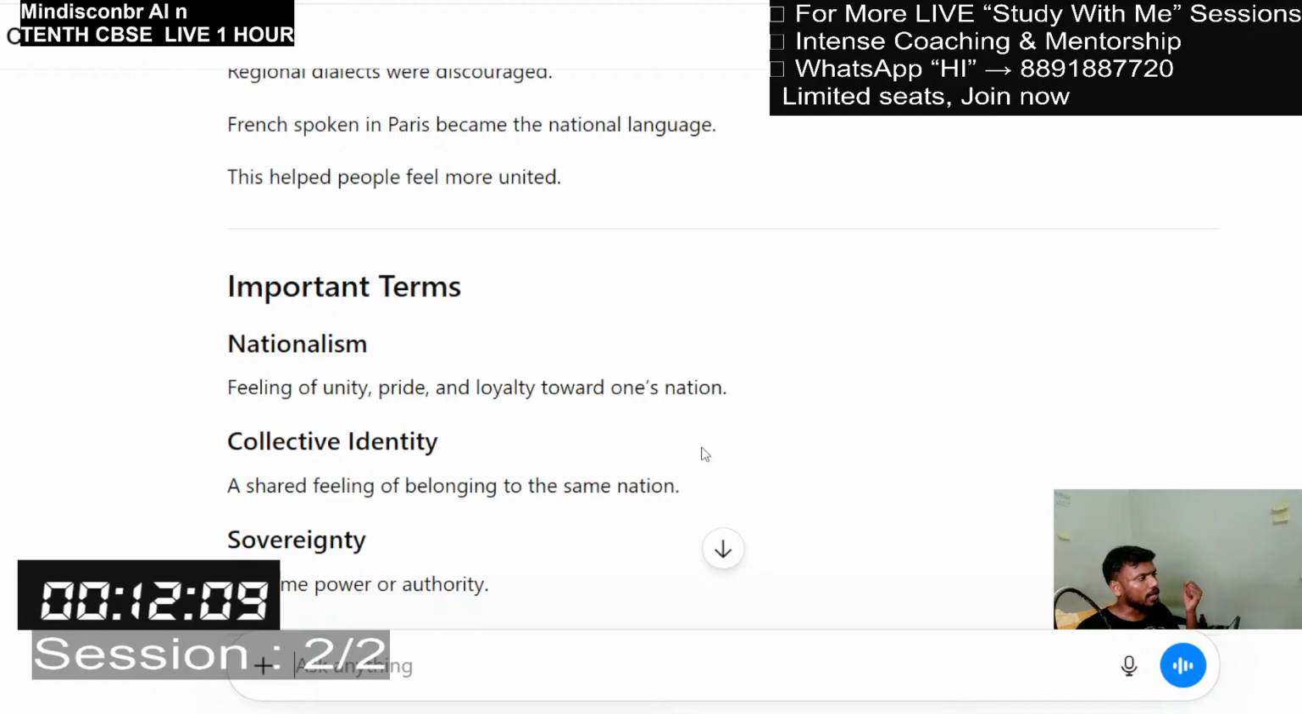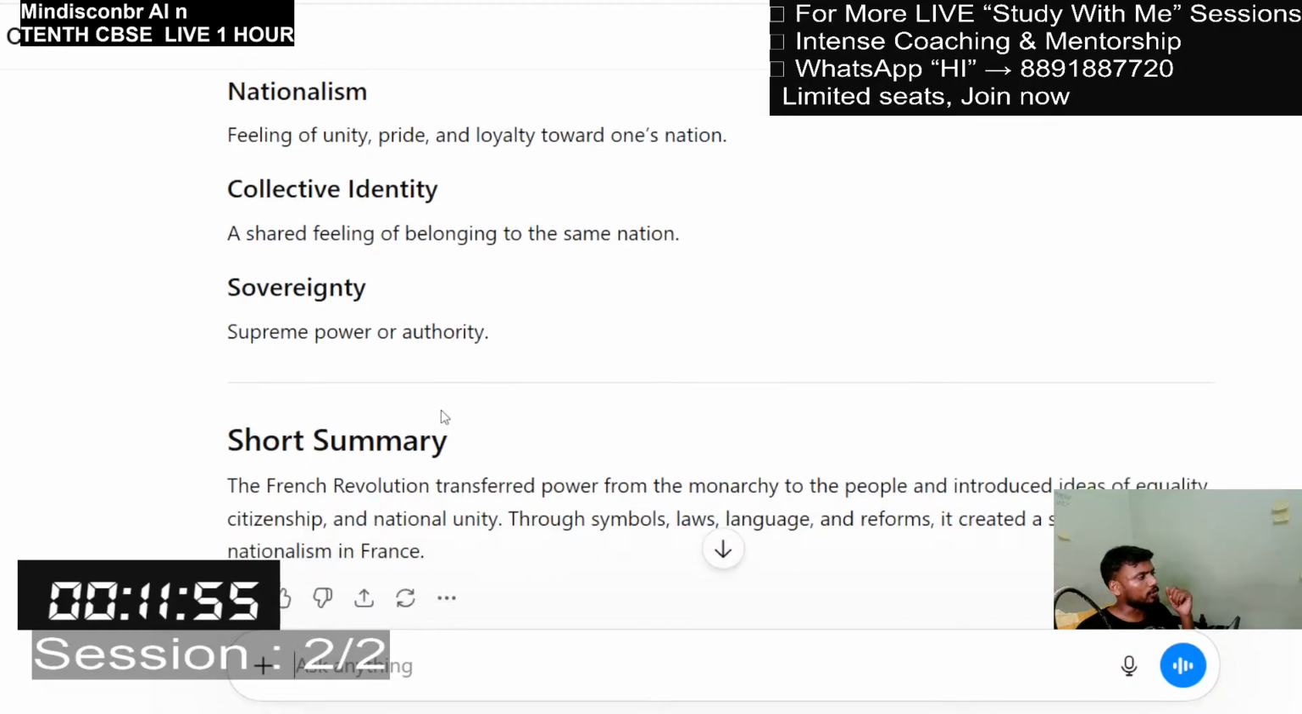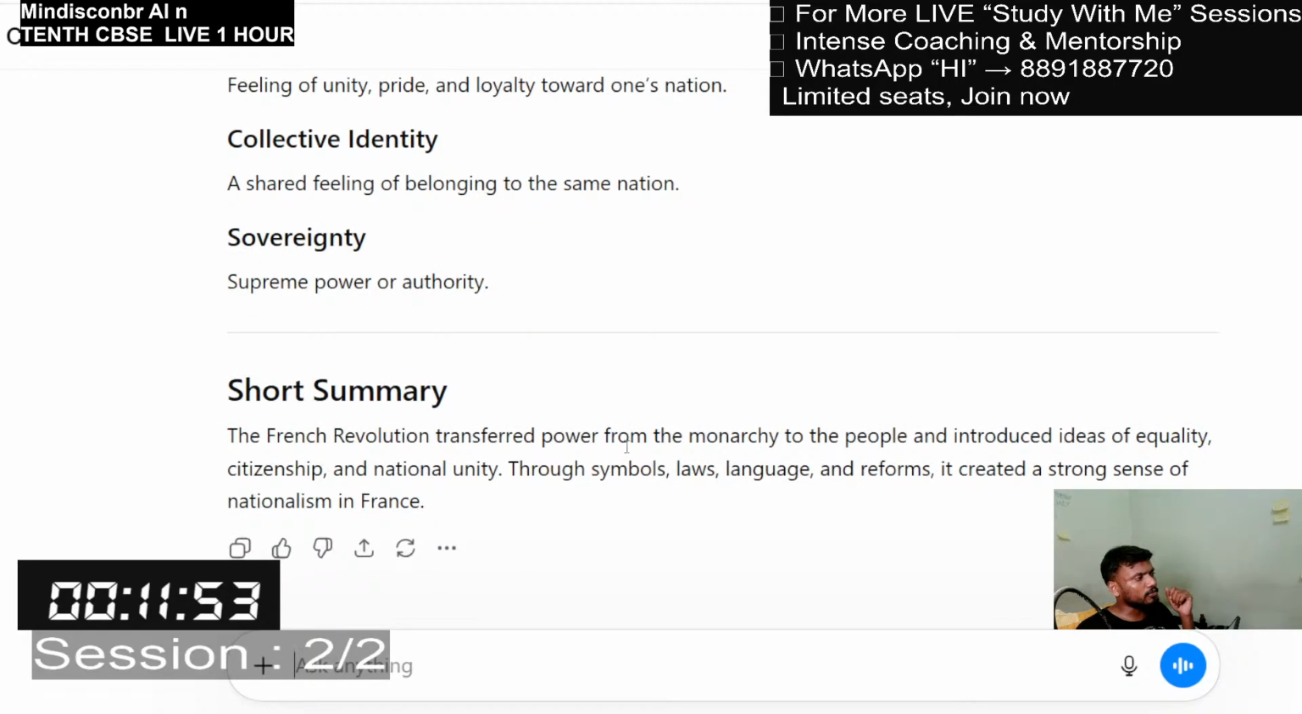Important terms. Nationalism: a feeling of unity, pride, and loyalty towards one's nation. What is collective identity? A shared feeling of belonging to the same nation. Sovereignty: supreme power or authority. Short summary. The French Revolution transferred power from the monarchy to the people and introduced ideas of equality, citizenship, and national unity. Through symbols, laws, language, and reforms, it created a strong sense of nationalism in France.